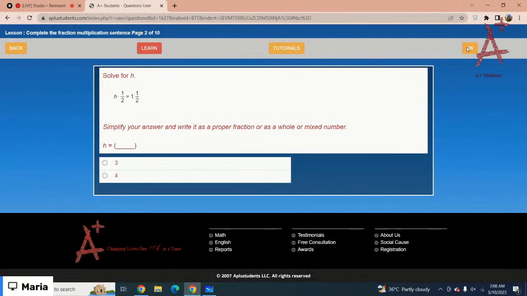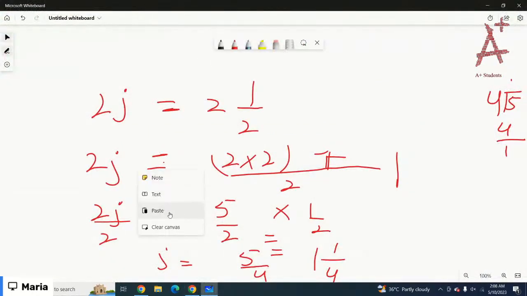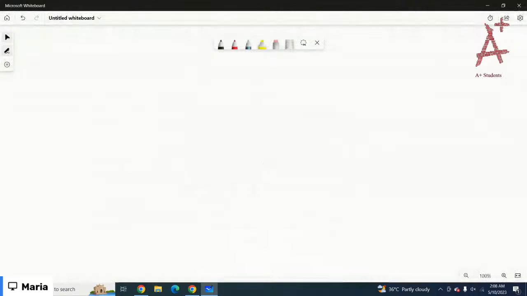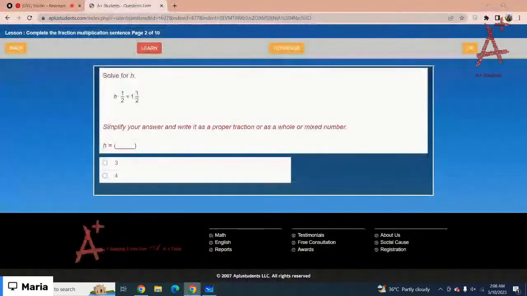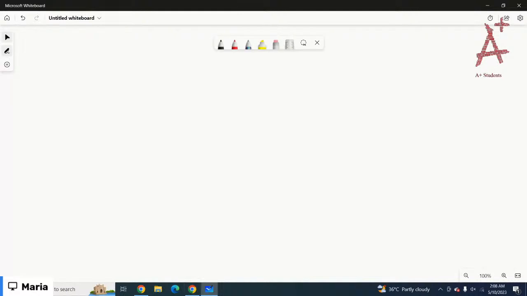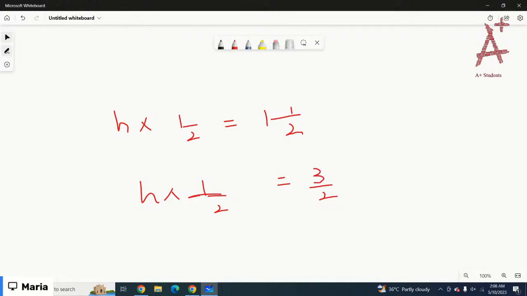Okay, the next one is h times 1 over 2 equals 1 whole 1 over 2. Let me just write it down on the board. Okay, it would be h times 1 over 2, and that equals 1 whole 1 over 2. So 2 times 1 is 2, and 1 is 3 over 2. So you have to remove that 1 over 2. Got it? That means you have to divide both sides by 1 over 2.